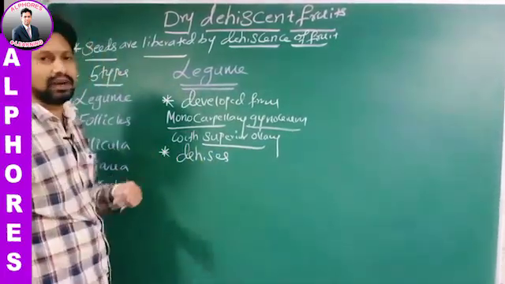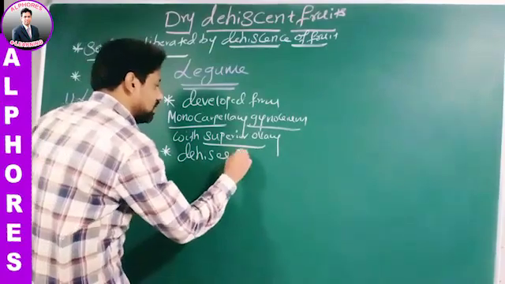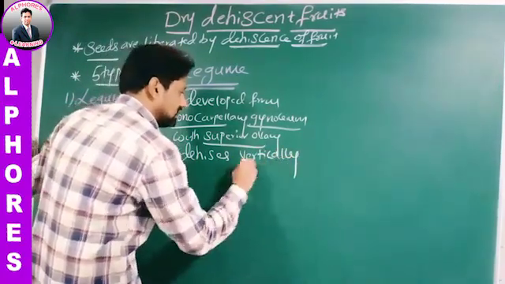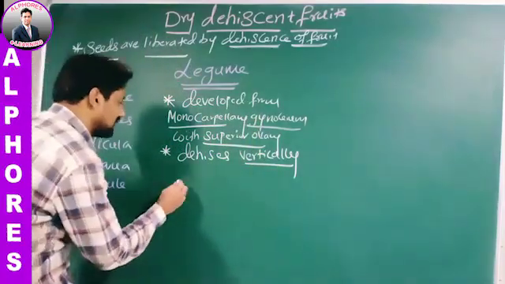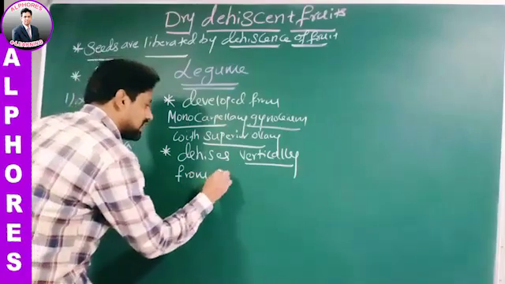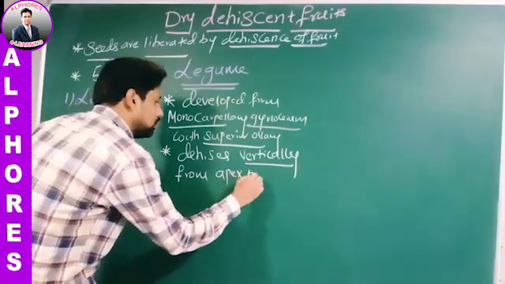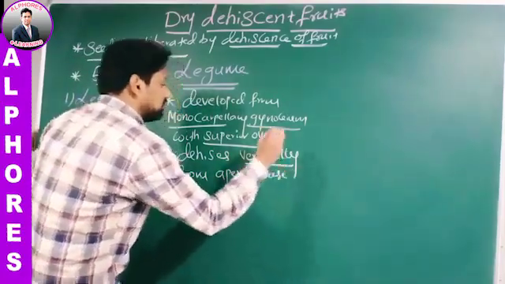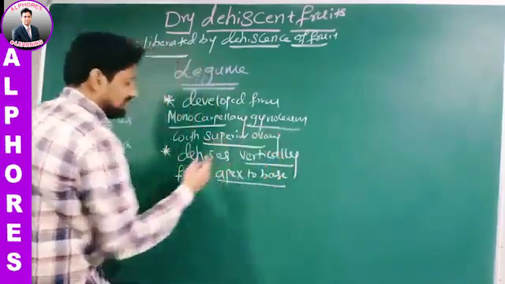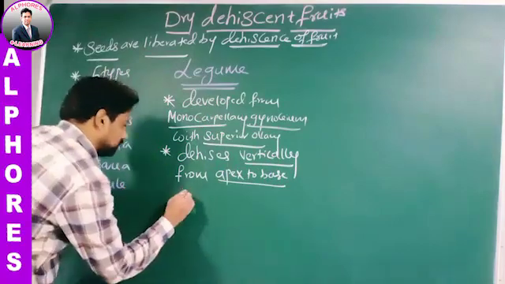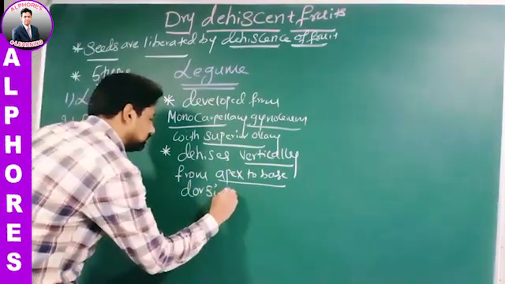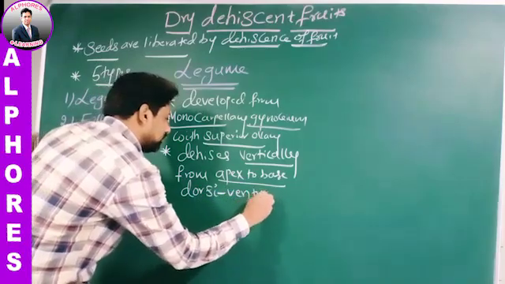Dehisces means nothing but breaks, right? Legume dehisces vertically, from where to where? From apex to base. Dorsi-ventrally. It means along the dorsal suture and ventral suture.